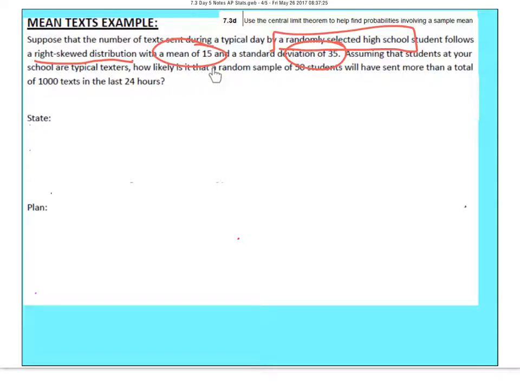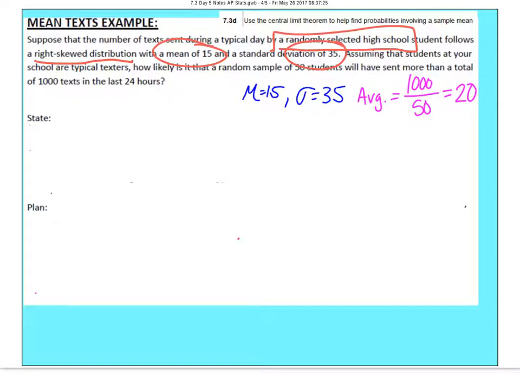How likely is it that a random sample of 50 students will have sent more than 1,000 texts in the last 24 hours? So some key things we know already is this. We know that the mu is 15 and the standard deviation is 35 of our population. We are going to have 50 students send 1,000 texts. So the average of that, by the way, is 20 texts per student if we do that.